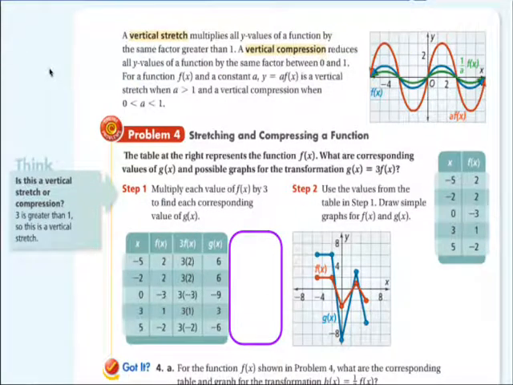We can also stretch things and compress them, okay? A stretch or a compression. If we multiply all the y values of a function by the same factor greater than 1, that's how we get a stretch. If we multiply them by a value that is between 0 and 1, that's how we get a compression. So if you take a look here, the original function is the blue one.